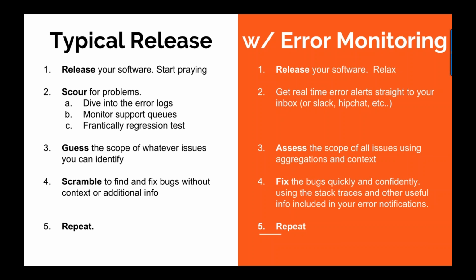Error monitoring really turns that on its head. So you release your software and you relax. Maybe you grab a cup of coffee and you sit there and you get real-time alerts. So if there's a new error, you get alerted to it in Slack or an email, whatever it might be. And with each new error, you can really quickly assess the scope. Who is this affecting? How is it affecting them? Which URLs is it occurring on? And you can fix those bugs quickly and confidently because now you know the scope.